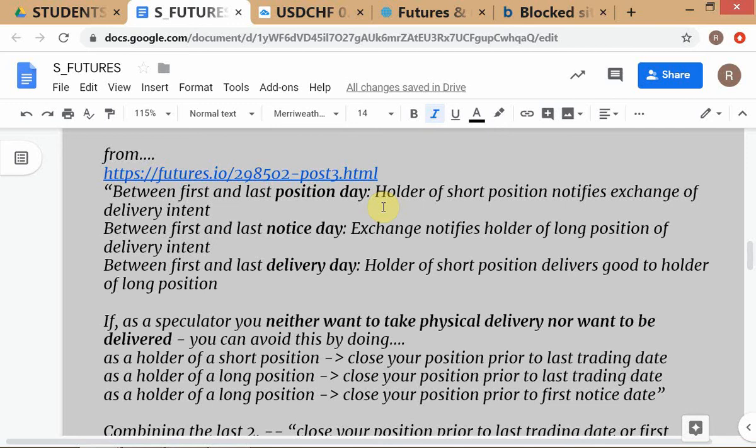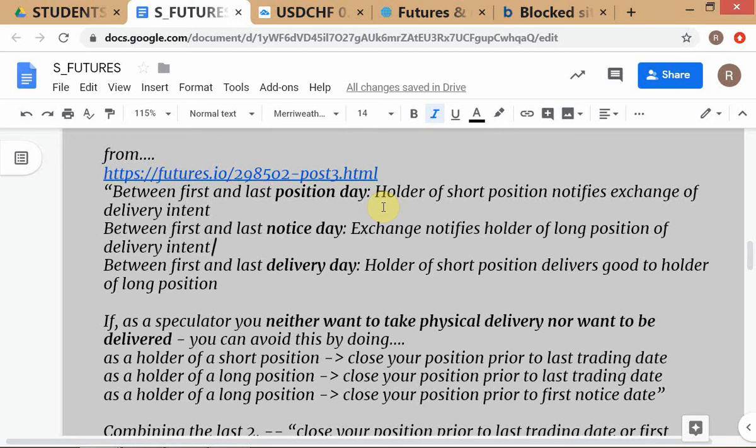Physical delivery is going to happen because 10 short position holders have told the exchange that we want to make physical delivery. So now the exchange has to find 10 contracts held by long traders to whom they're going to assign those deliveries, and they'll be doing that randomly. So if you're a long trader, after the first notice date, you're running a risk that you could be assigned. Are you following?